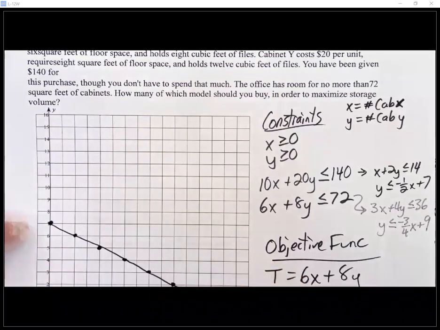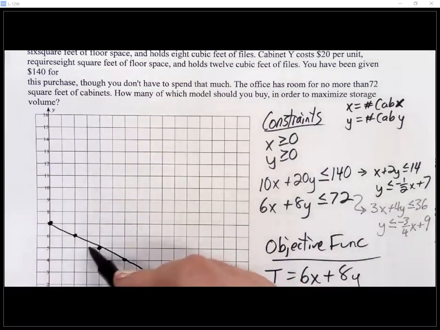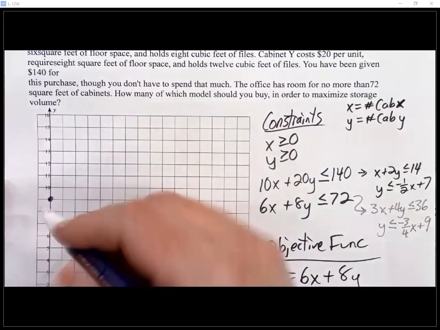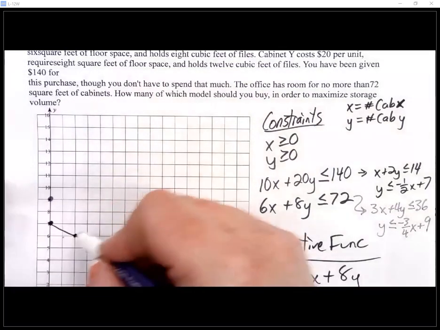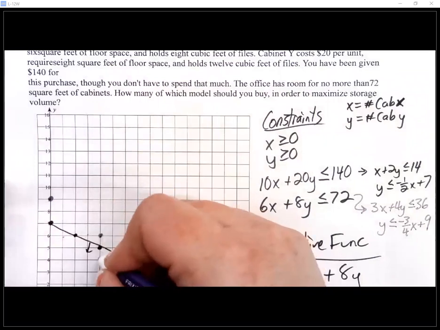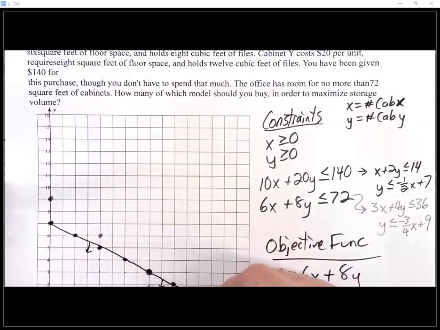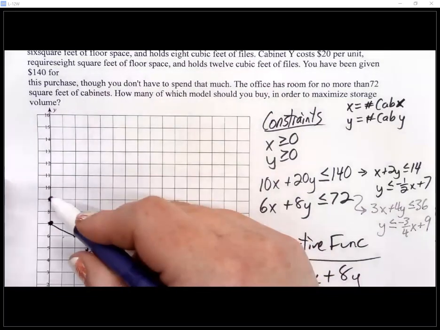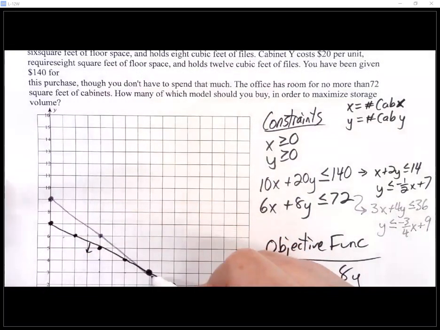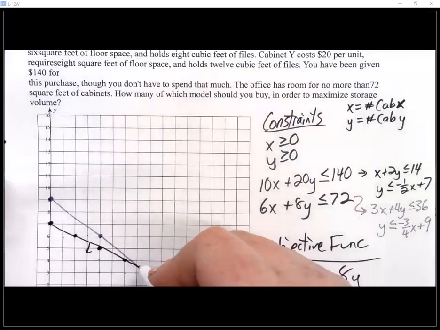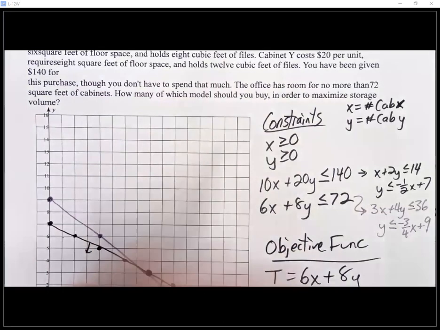And I want to shade Y is less than, so I'll be shading below that. And then the next one, I'm going to start at 9, and I'm going down 3/4. 1, 2, 3, 1, 2. Big match right there. And I want to be below this one as well. So my feasible region is right in here.